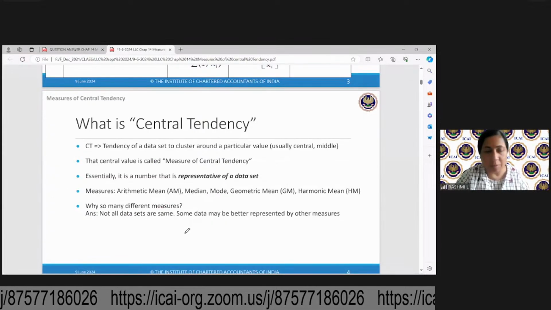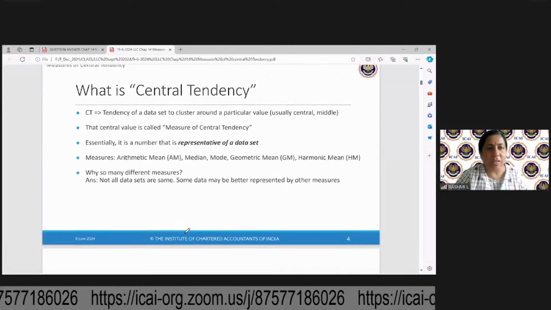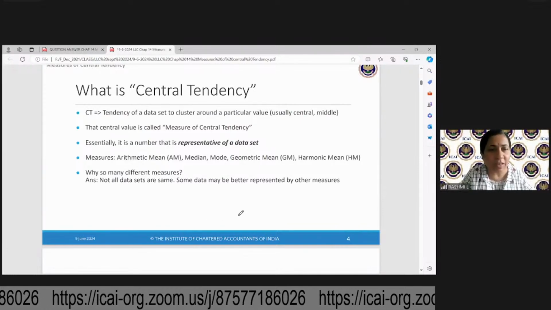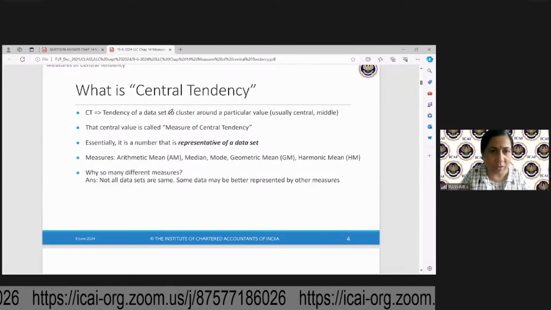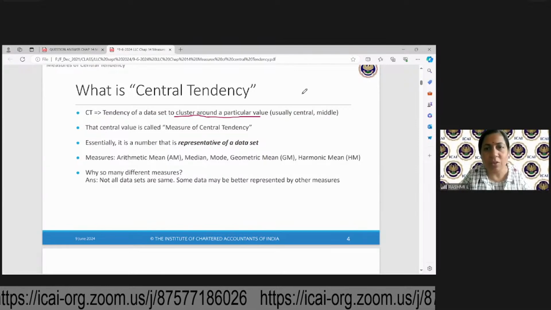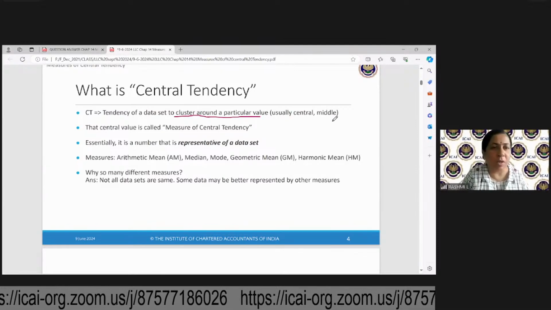Now let us come to what is central tendency. Central tendency is the tendency of a data set to clutter around. The word is important: clutter around a particular value. Usually it is the central or the middle values.